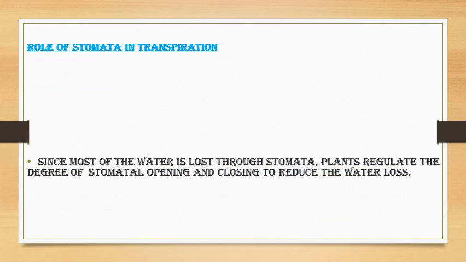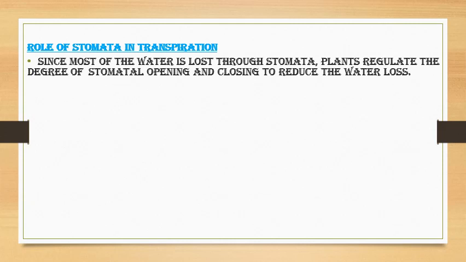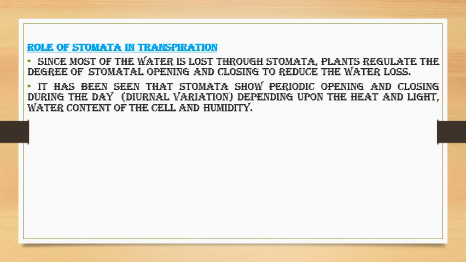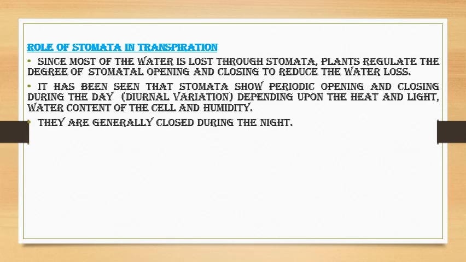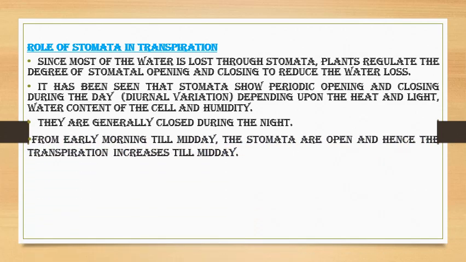Role of stomata in transpiration. Since most of the water is lost through stomata, plants regulate the degree of stomatal opening and closing to reduce the water loss. It has been seen that stomata show periodic opening and closing during the day depending upon heat and light, water content of the cell and humidity. They are generally closed during the night.